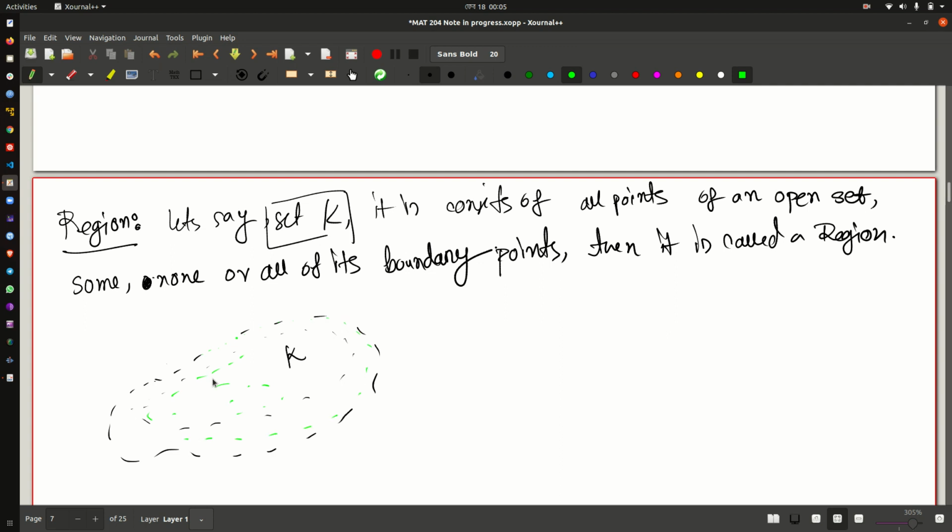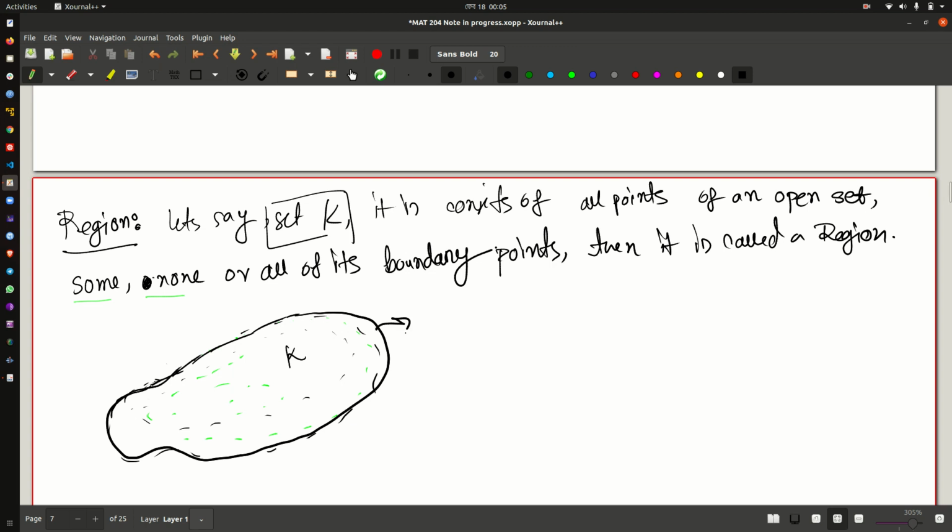And then the definition is saying that it should contain all the interior points of this open set. Then it's saying that it should also carry some, none, or all of its boundary points. So let's now assume that we have a boundary like this thick one, yeah. So this is our boundary. If your set contains all these boundary points as well, that is all the points on the boundary, some of it, all of it, or none of it, then it is also called a region. So this whole thing can be thought of as a region.